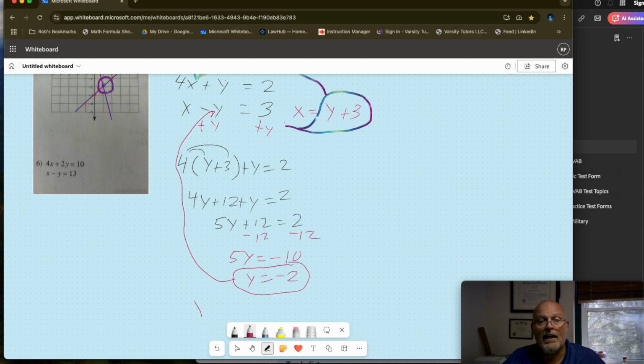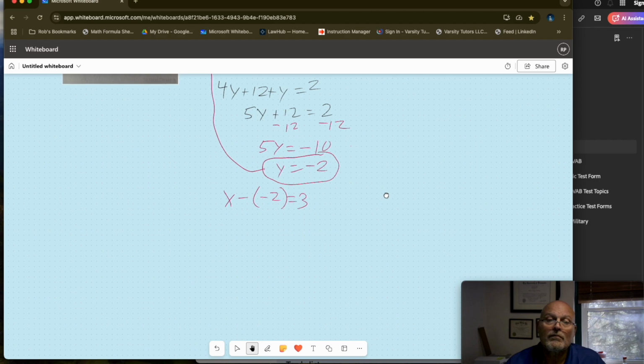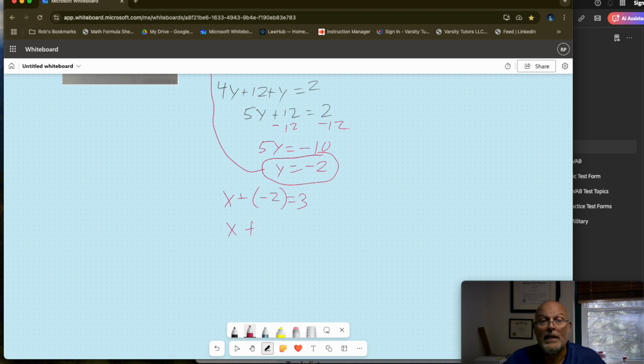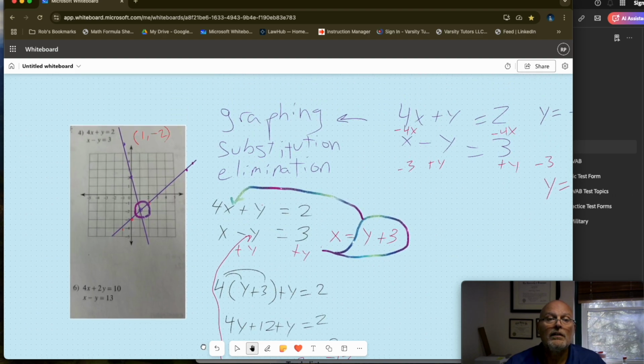So now I'm going to write x minus y, which is negative 2, equals 3. And now that is x plus 2, because we add the opposite. X plus 2 equals 3, subtract 2 from both sides, and I get x equals 1. And now, through a different method with no pictures at all, I'm going to end up with the same solution, 1 comma negative 2.